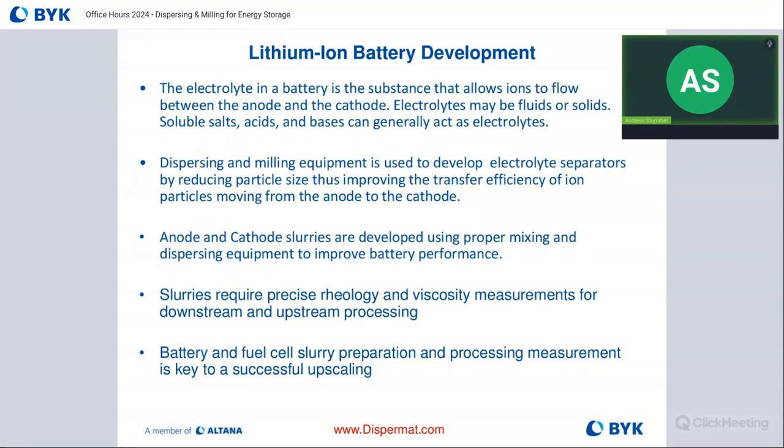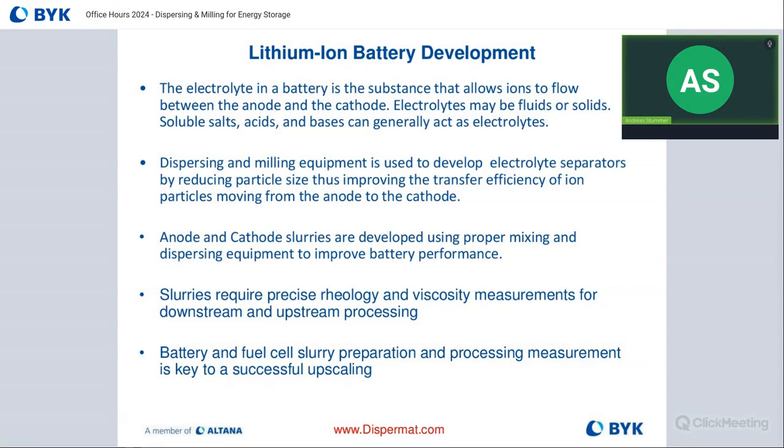When you look at how these batteries are designed, there is basically an electrolyte in the battery that allows the ions to flow between the anode and the cathode. It can be either liquid or solid. Soluble salts, acids, and bases can generally also act as electrolytes. Dispersing and grinding equipment is used to improve and develop these separators by helping to reduce the particle size down to primary particle size. That will also help with the transfer efficiency of these ion particles moving between the anode and the cathode.